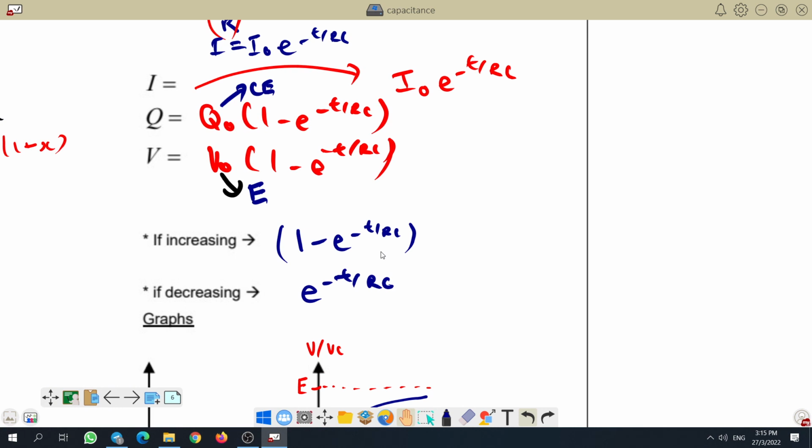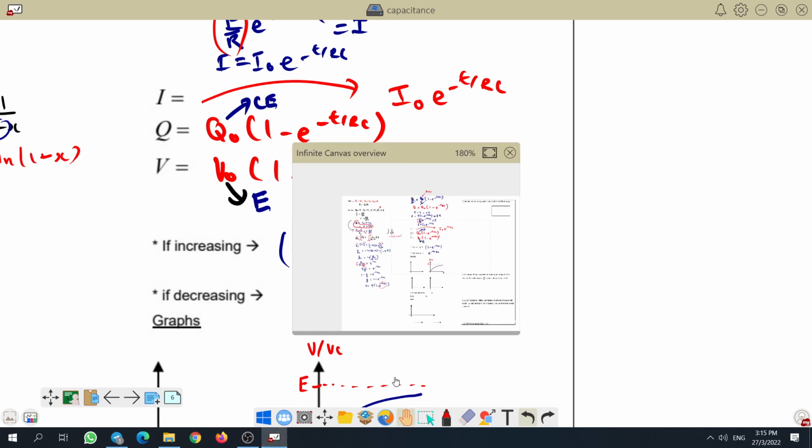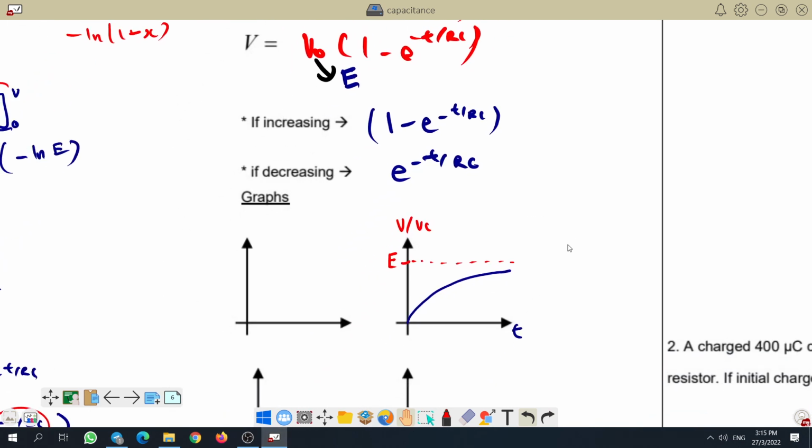Maksudnya if you know the situation is increasing, so bila discharging, tiga-tiga decreasing. So semuanya menggunakan formula ini. But when we are charging, the Q and the V increase, so you use this one. Tetapi I yang decrease, so you use this one. Hanya dia punya maximum a little bit different lah. Even though you can use Q naught, V naught lah, tapi jangan tekan V.